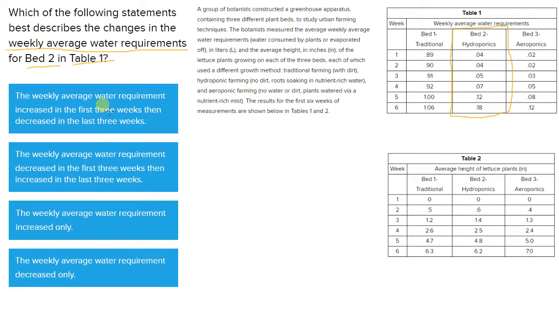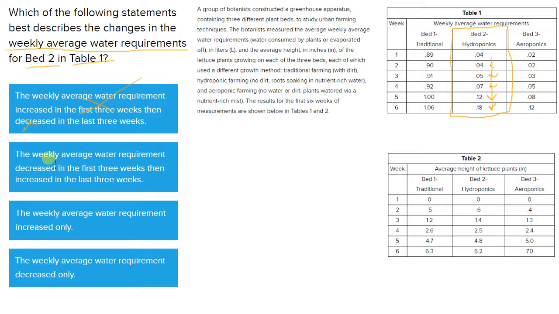So the first one, the weekly average water requirement increased in the first 3 weeks, then decreased in the last 3 weeks. So we can see the weeks here. So going from week 1 to week 2, it stays the same. Then it increases a little bit, increases a little bit, increases significantly, and then increases significantly again. So we can see that that is actually not true because it does not decrease in the last 3 weeks.